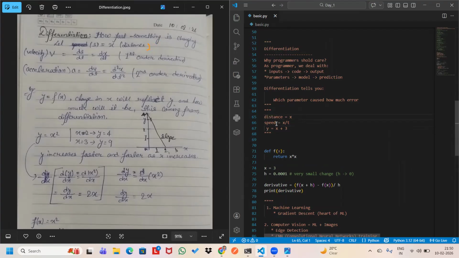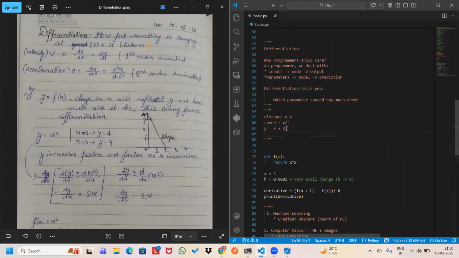So now I can work properly. There will be no problem, no issue. So I'm going to differentiate it with respect to y. So it will be dy by dx, and equals to x.